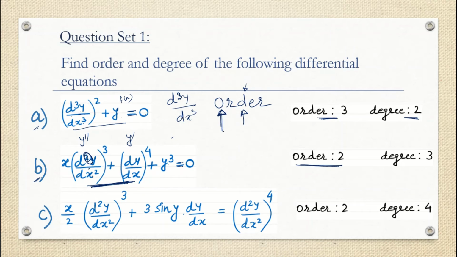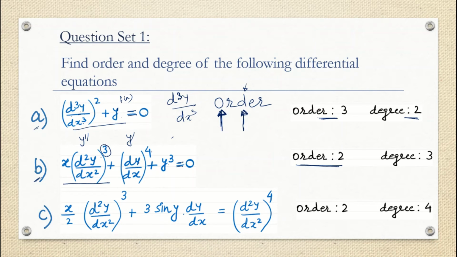Once we found this order, then we'll move to find the degree of differential equation. So you don't have to search any other term. Whichever is your highest derivative, just find out the degree of it. What is the power of this highest derivative? That will be your degree of differential equation. You don't have to compare 3 with this 4.